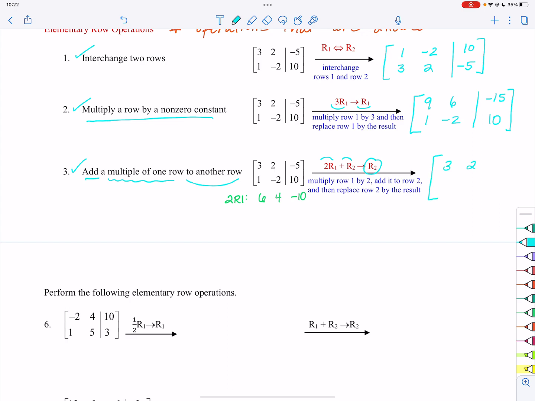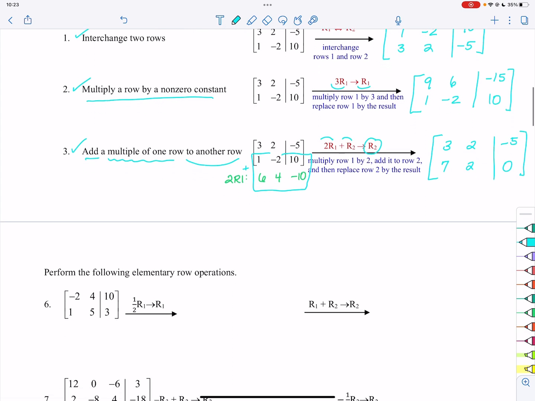So we're going to add that to row 2 when we create this matrix. Row 1 is unchanged. Now we're going to add these together, so we're going to have 7, 2, and 0. We added these together to have the new row 2.